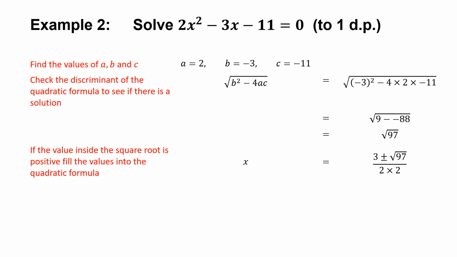So our two solutions in this case are going to be x equal to 3 plus or minus the square root of 97 divided by 2 times 2. Now notice the reason that it's 3 and not minus 3 is that in the quadratic formula, the first term is minus b, i.e. minus minus 3. So the double negative combines to make it positive. So you just have to be careful with the signage here. So our two solutions in this case are going to be 3 plus root 97 over 4 and 3 minus root 97 over 4. In decimal form, this is 3.2 and minus 1.7.